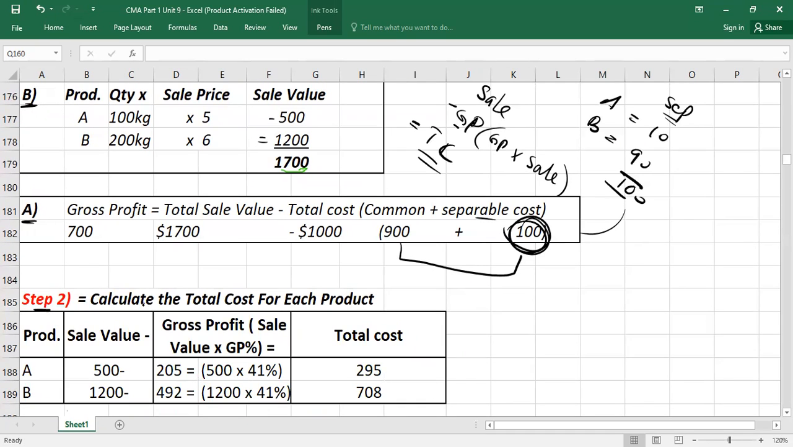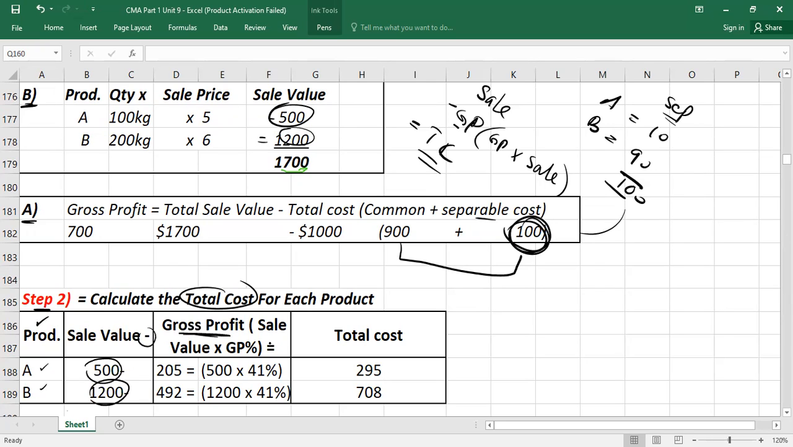We will write step number 2 to calculate total cost. We'll write again name of the product first. We have two products, A and B. We'll write A and B. And we'll write the sales value now. Individual sale value 500 and 1200. From the sales value, we will deduct gross profit.